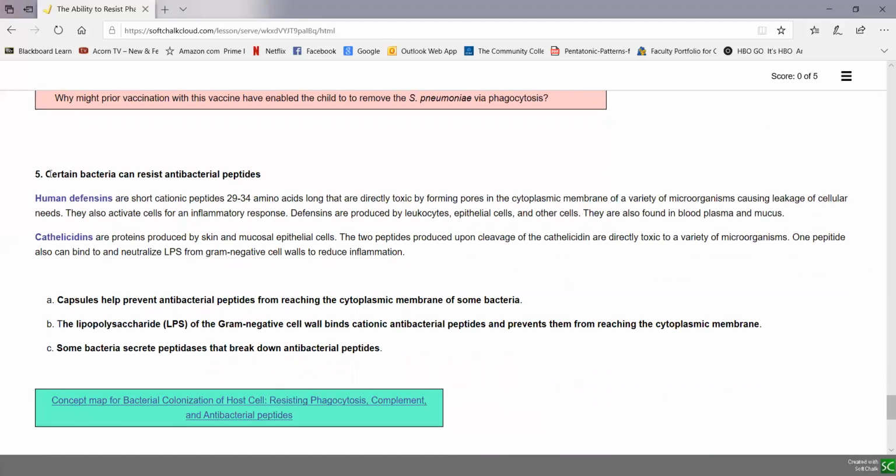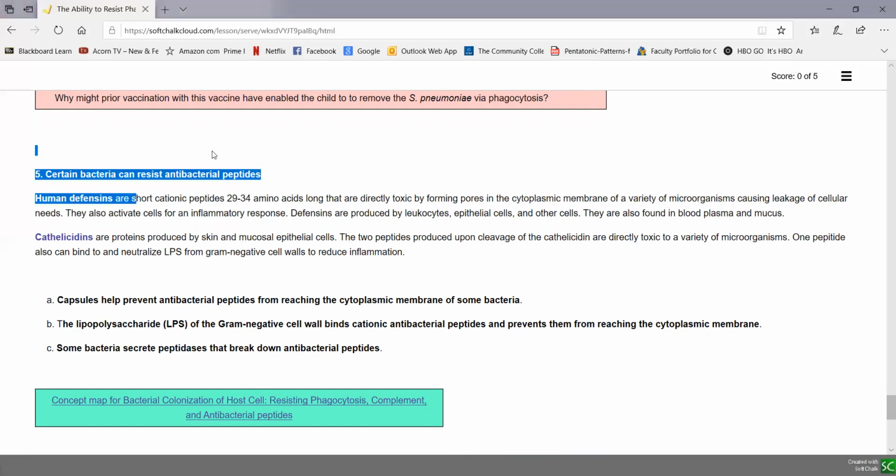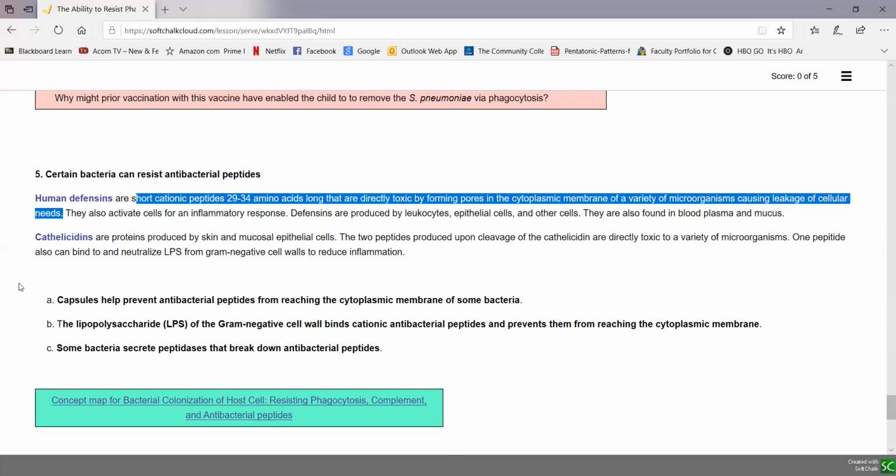And then finally, certain bacteria can resist antibacterial peptides. As we mentioned in the previous SoftChalk lesson, we have these antibacterial peptides produced by our immune system, including human defensins, which are short peptides about 29 to 34 amino acids long, and they're directly toxic by forming pores in the cytoplasmic membrane of a variety of microorganisms, causing leakage of cellular contents. And they can also activate cells to promote inflammation.